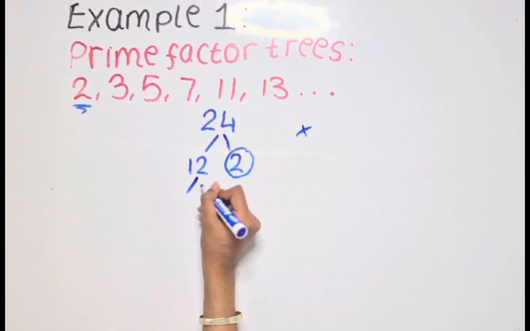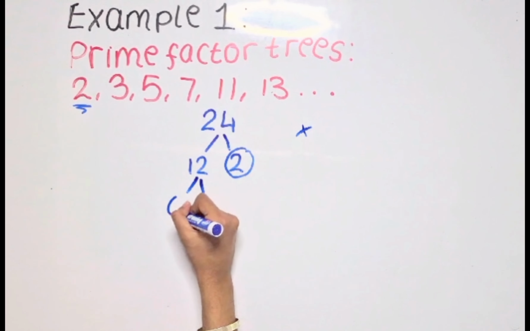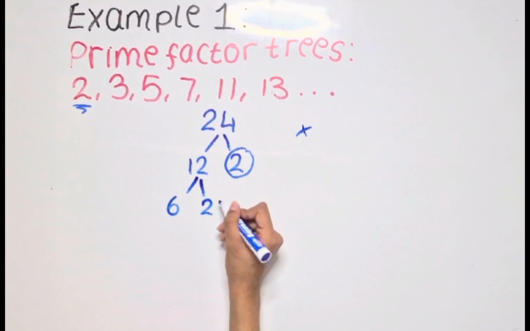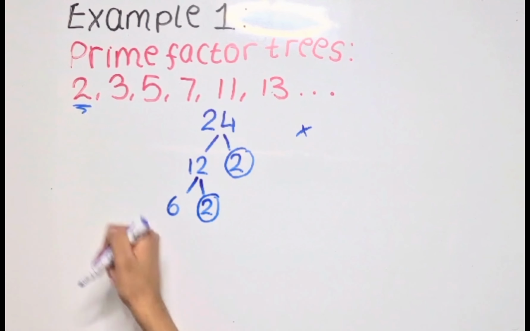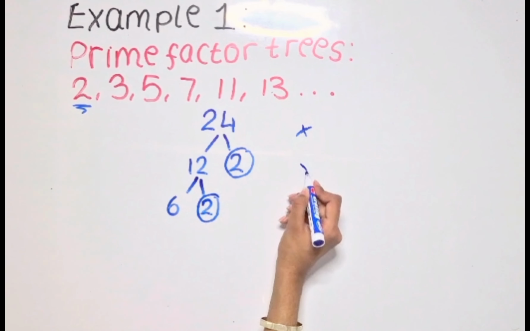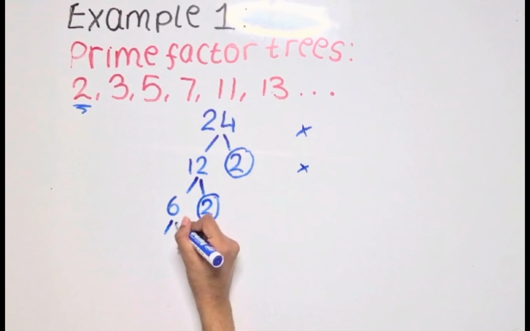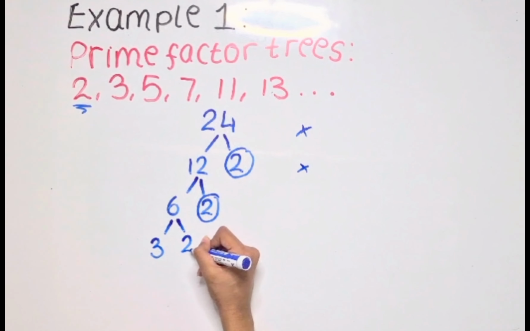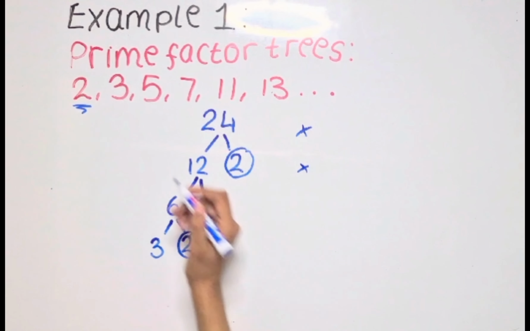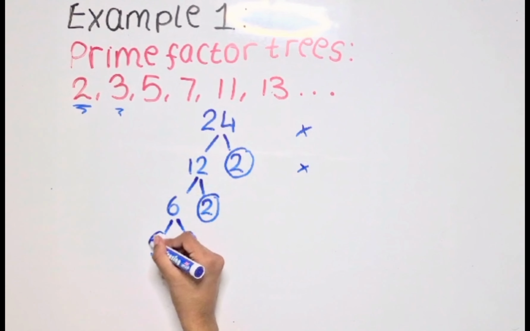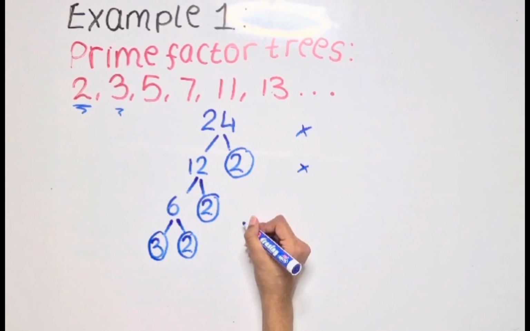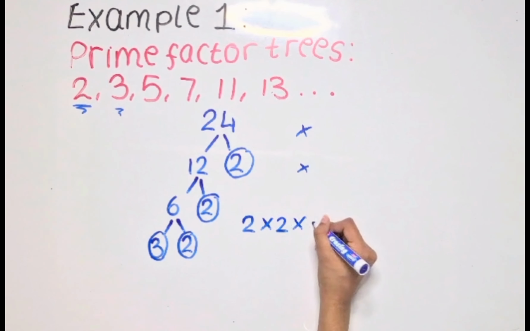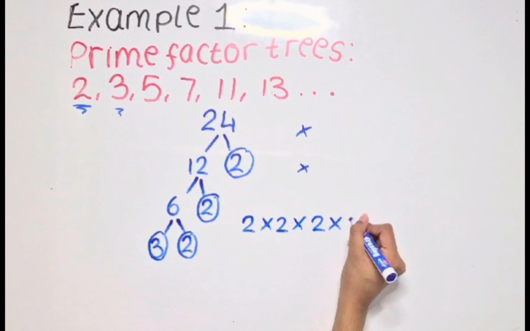Okay, so let's have a look. 12 can be divided by 6 and 2. And we're going to check, because obviously 2 is a prime number, but 6 is nowhere on our list. So that means that we're going to have to divide it again, and we are going to divide it into 3 and 2. Now, 2 is obviously a prime number, and 3 is also on our prime number list, so we're going to circle that. So we can now pop it into the equation of 2 times 2 times 2 times 3.